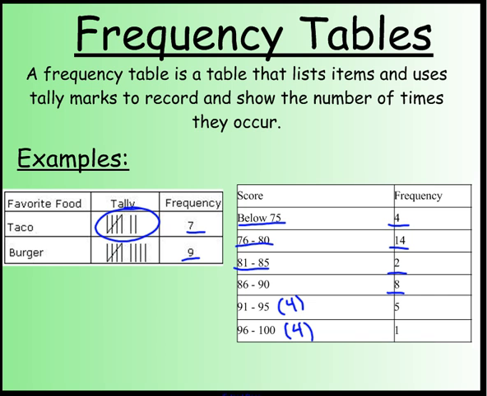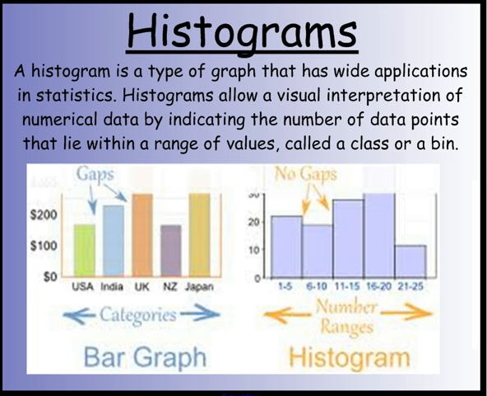Alright, moving on, we're going to be talking about histograms. So, if you look at that bottom right-hand corner, a histogram is a type of graph that has wide applications in statistics. So you'll see a lot of this in stats class. Histograms allow a visual interpretation of numerical data by indicating the number of data points that lie within a range of values. This is the key point right here, is the range of values.